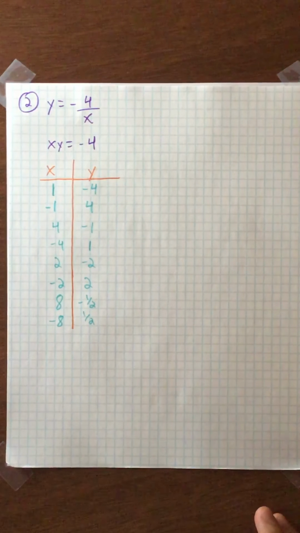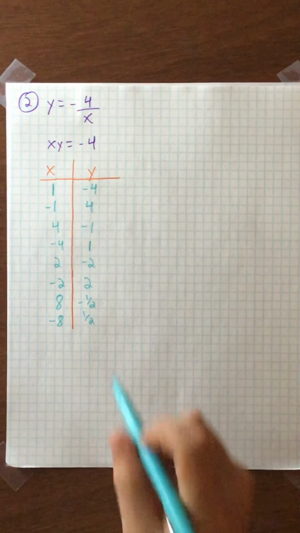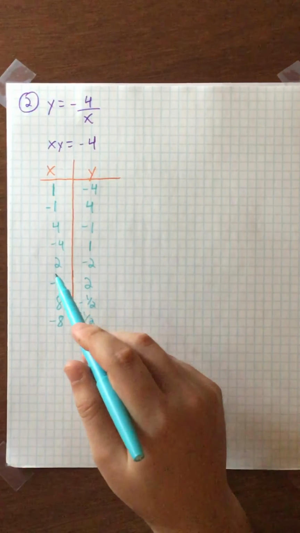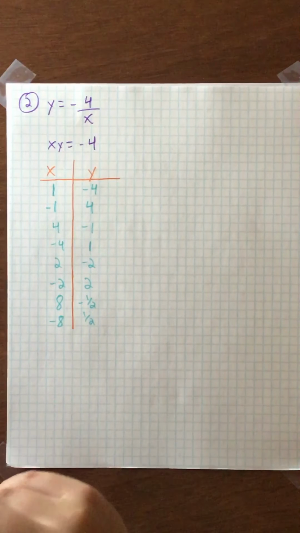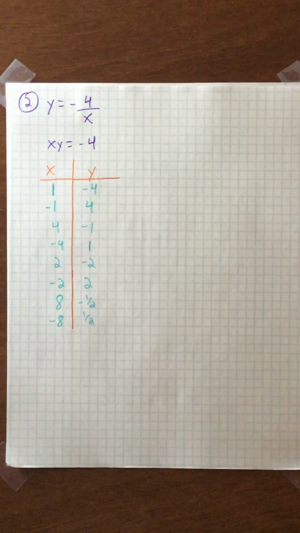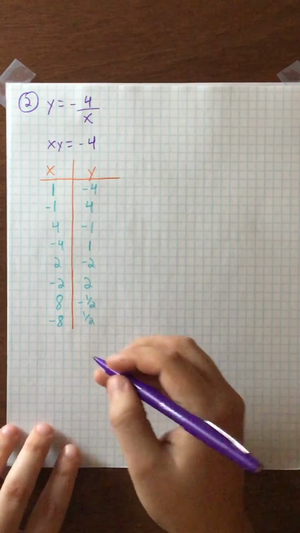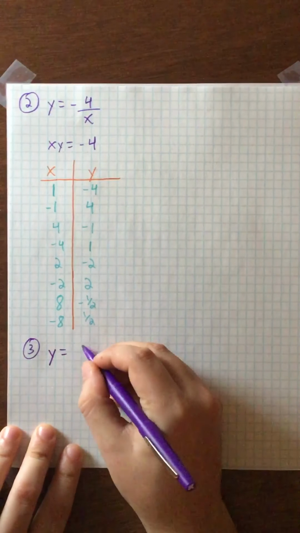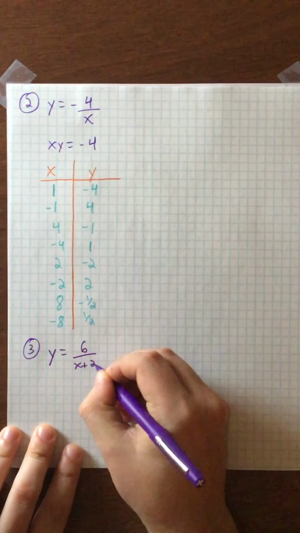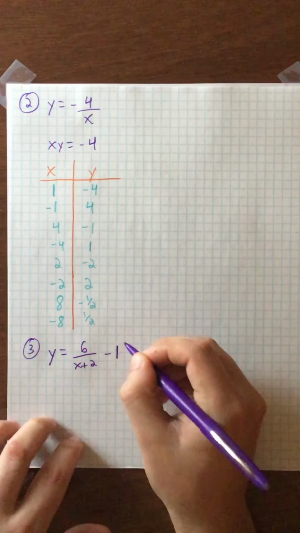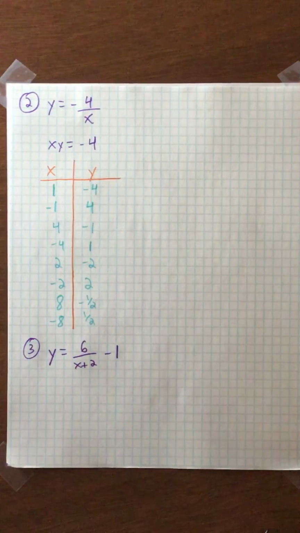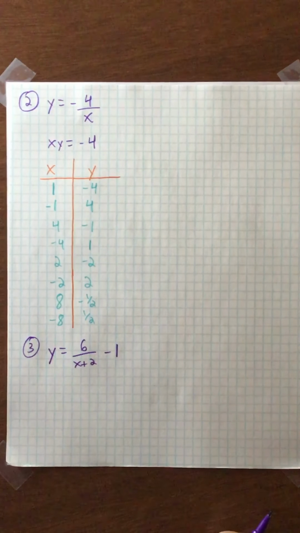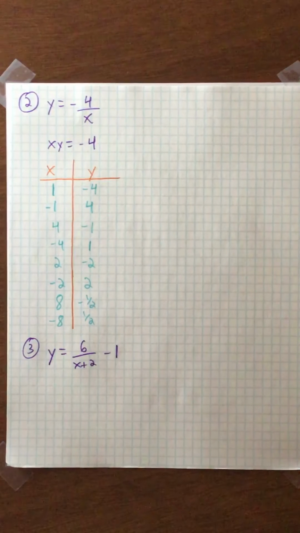Okay, at this point, I want you guys to pause the video. I want you to get this sketched, draw in your asymptotes, find domain and range, and then I also want you to try to do number 3, which is y equals 6 over x plus 2 minus 1. Once you're done, play the video and you will be able to check your answers with mine. Okay, make sure you're finding domain and range for both as well.